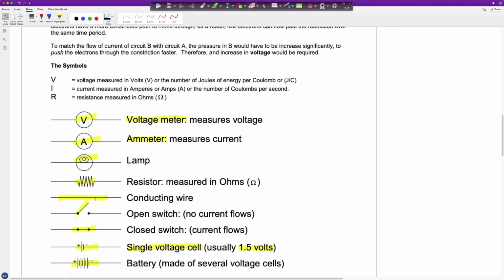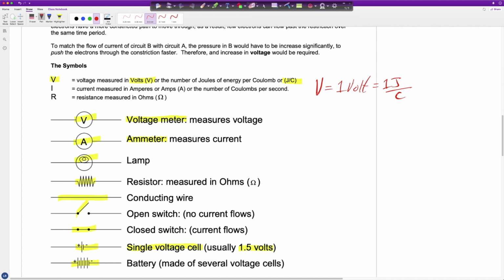Now some other ideas here. The volt, V, is measured in the units called volts or joules per coulomb. So voltage is measured as 1 volt, which is equal to 1 joule per coulomb. Now again, what is a joule? What is a coulomb? A joule is a measurement of energy, just like calories is a measurement of energy.